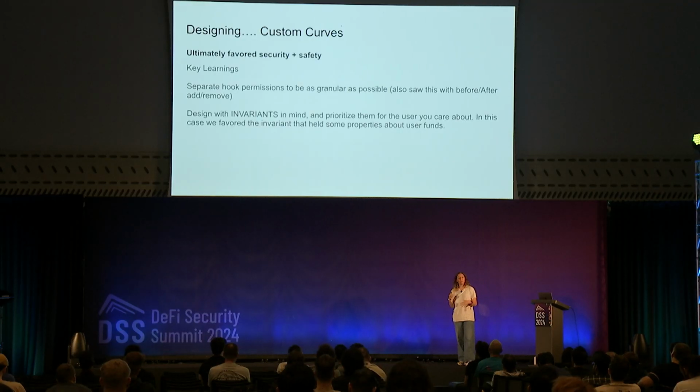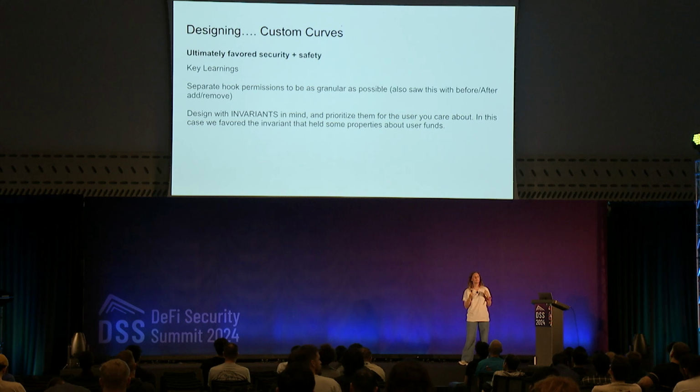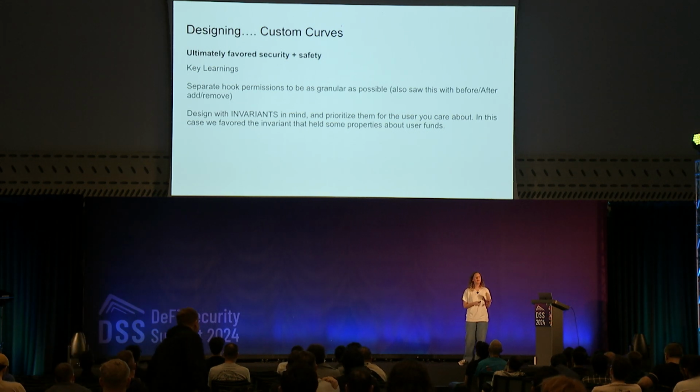We have more checks, more sanitization around our hook call sites. But it also meant that we could do more specific testing around these kinds of behaviors for hooks. And so ultimately, we favored security and safety in this regard when we were building custom curve pools. And again, it hinges back on the fact that we liked this design principle of separating out hook permissions and limiting them where possible.